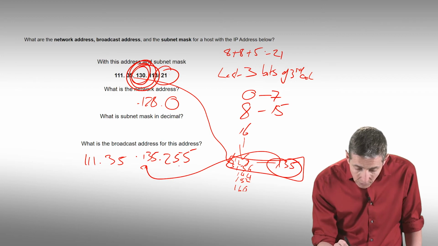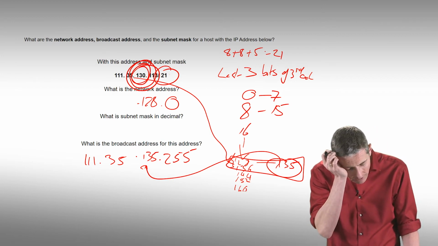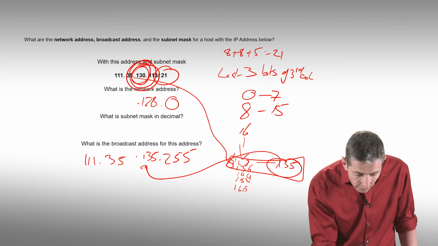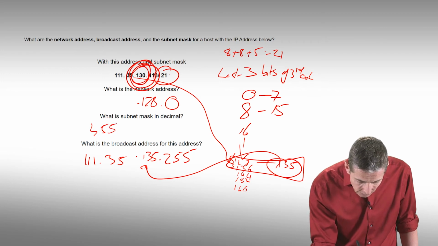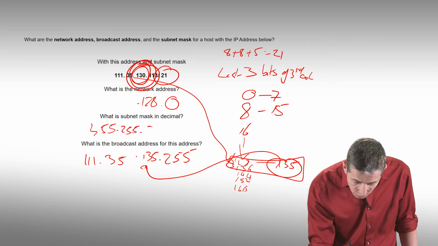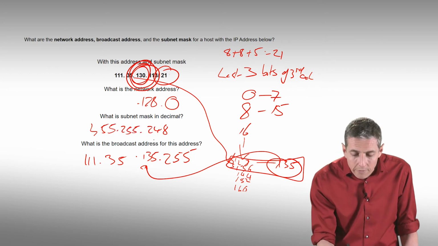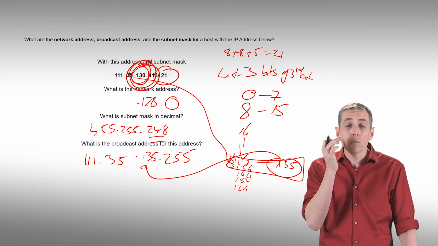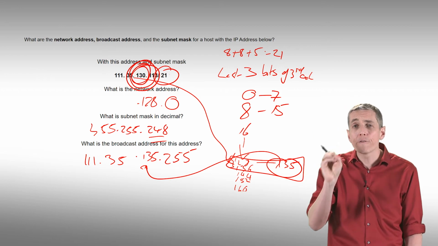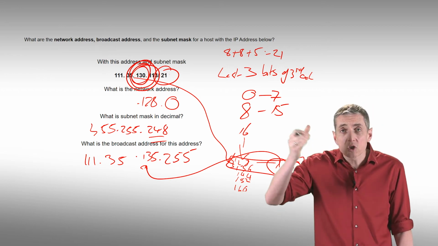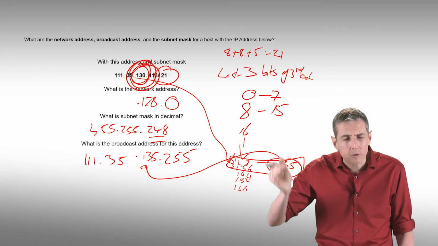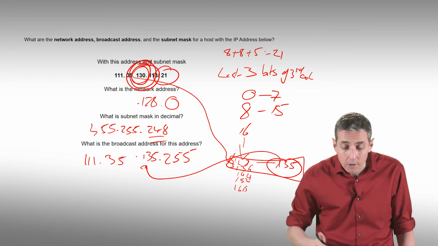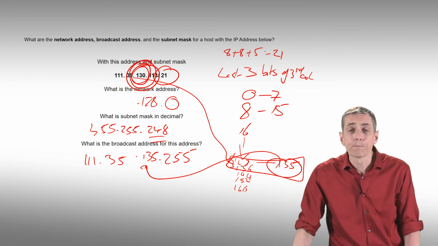And the subnet mask, what will the subnet mask probably be? 255.255, probably .248. But you know where I'm coming from. If I made a mistake, you know where I'm coming up with this. We've basically put on 5 bits of the 3rd octet. So it's like 128 plus 64 plus 32 plus 16 plus 8. You know where I'm going with that. So that's that question done.